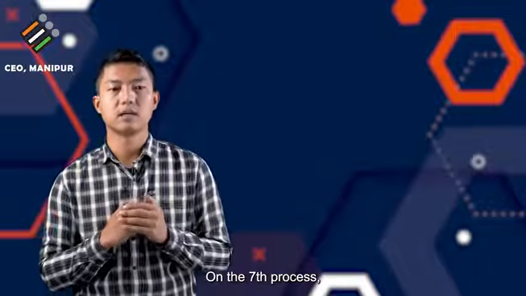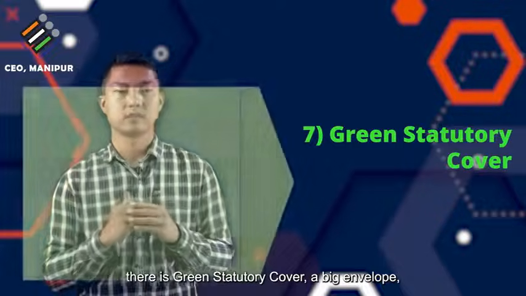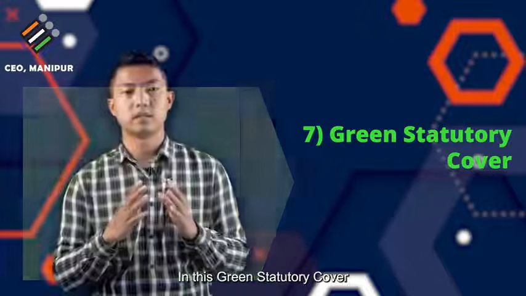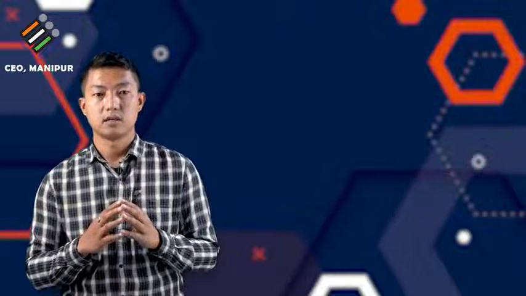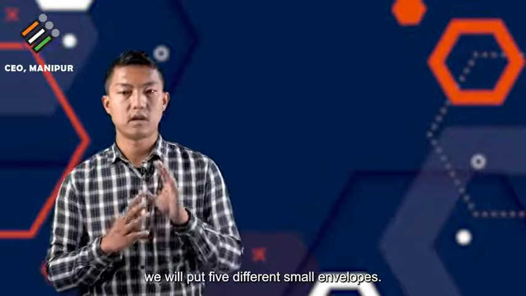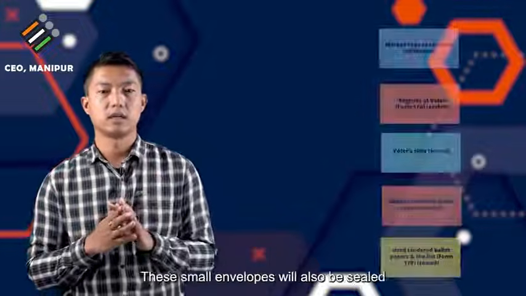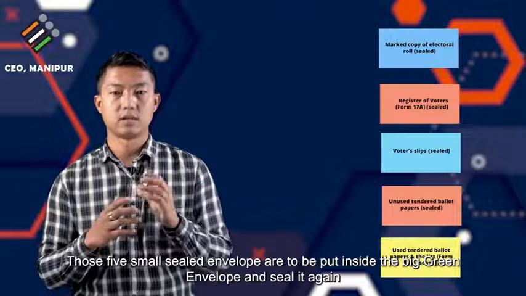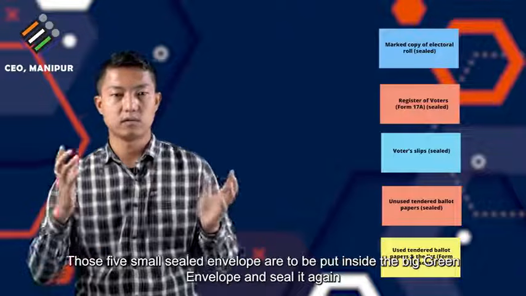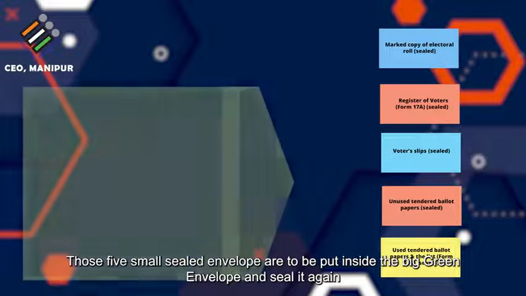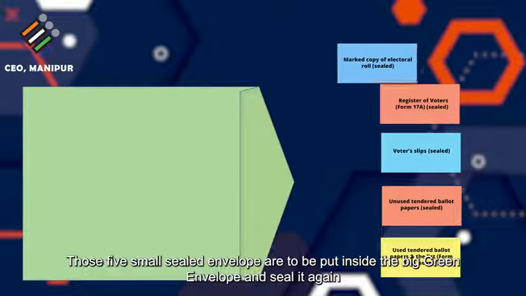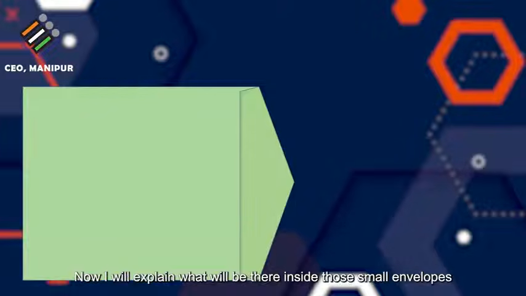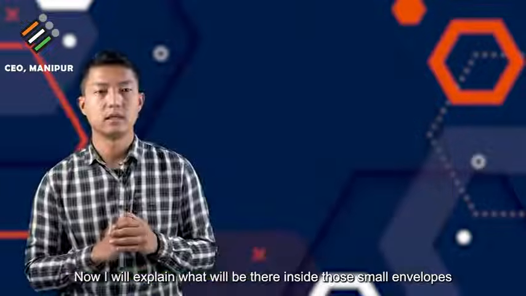On the 7th process, there is the green statutory cover, a big envelope. In this green statutory cover, we will put 5 different small envelopes. These small envelopes will also be sealed. Those 5 small sealed envelopes are to be put inside the big green envelope and sealed again. Now I will explain what will be inside those small envelopes.